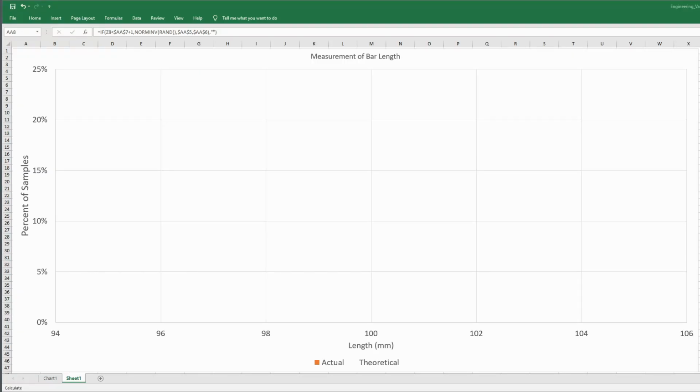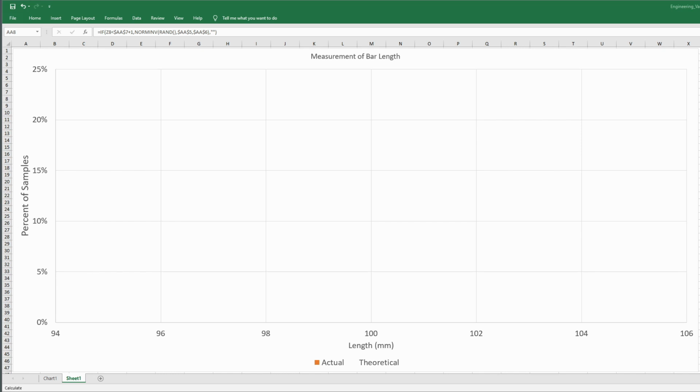Let's take this bar analogy a step further. Let's say that I just want to start selling bars. They're going to be 100 millimeters long. I'm just working out of my garage. I have a circular saw, a tape measure, and I'm just going to start producing these and selling them.